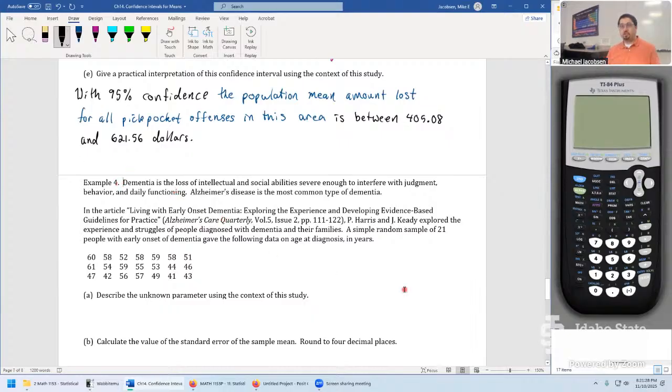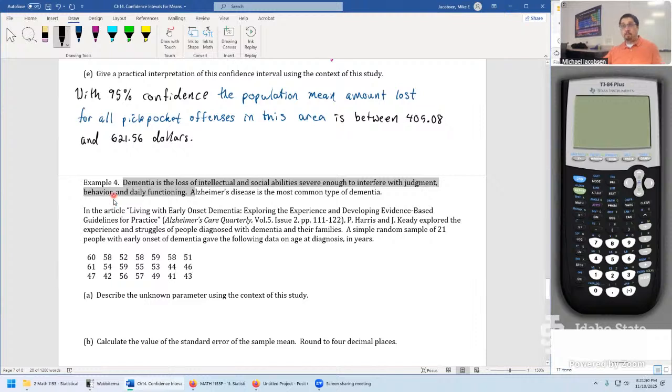Starts off with general context. This seems to be all about onset of dementia, but they tell us a little bit more. Well, no, this is just an Alzheimer's Care Quarterly. It's not all about Alzheimer's. They tell us dementia is the loss of intellectual and social abilities, severe enough to affect judgment, behavior, daily functioning.